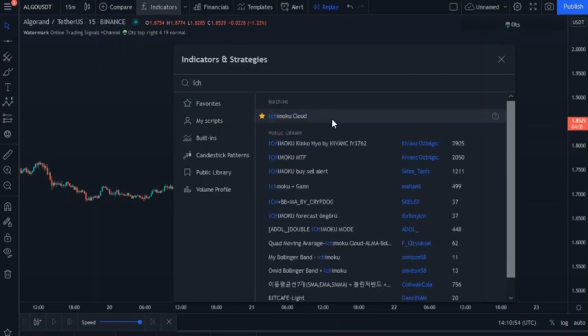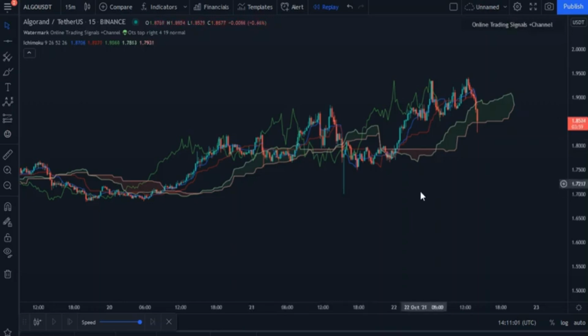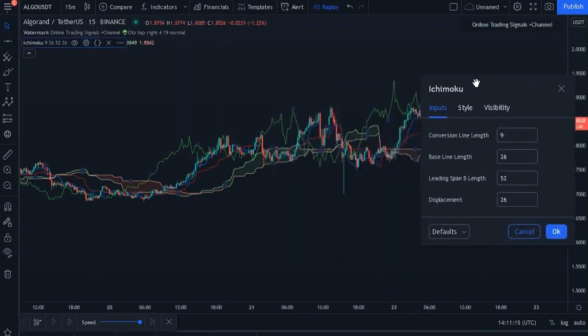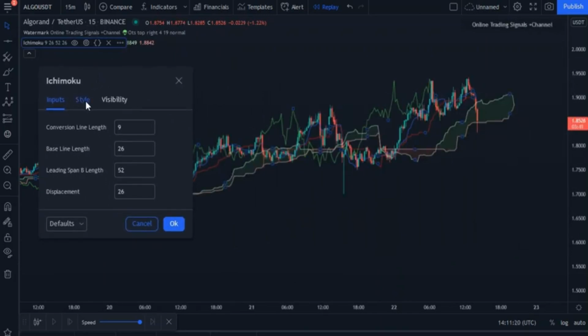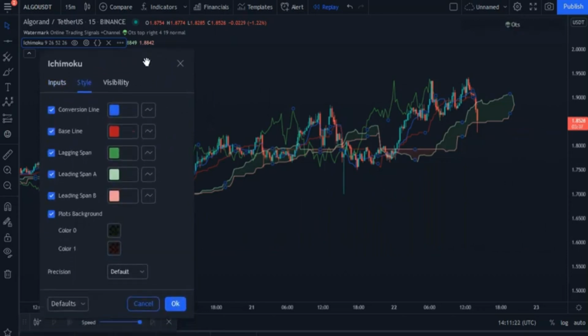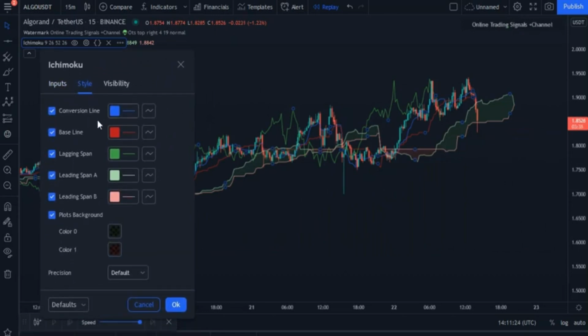Type Ichimoku cloud and choose the first. After applying it for the first time, it will be this confusing view, but we will simplify it, just follow the video. Well, to the indicator settings. Now in the style section, you will notice that this indicator consists of several lines, each line has a specific task, so we will divide them one by one, in order to facilitate the explanation.